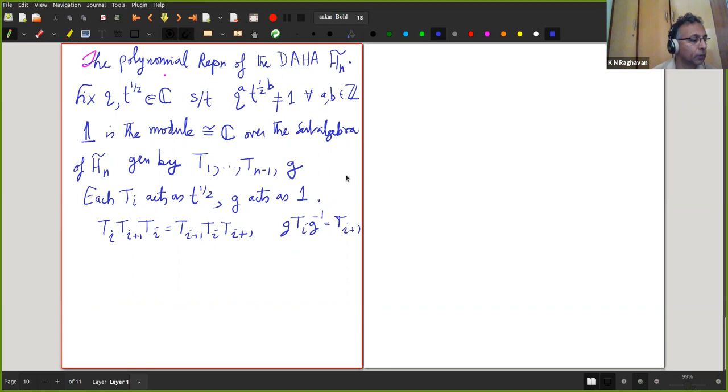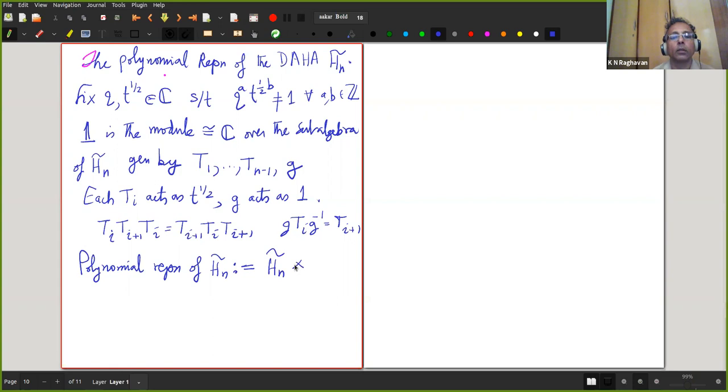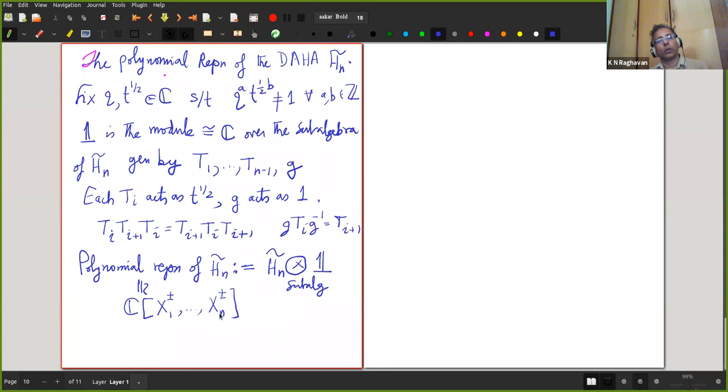Now, the polynomial representation of the DAHA of X and T is the following. By definition, it is induced over the subalgebra that I have defined here. I'll not give it a symbol because we will never see it used again. And this is isomorphic to C as a module, the Laurent polynomials in X1 through Xn. So let me just give a heuristic reason why this is isomorphic.